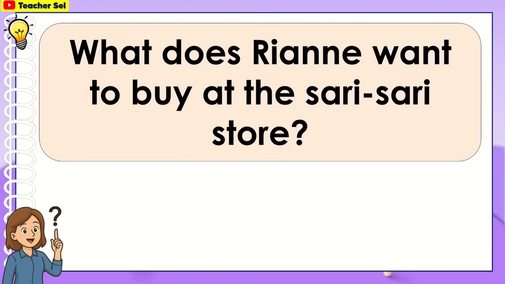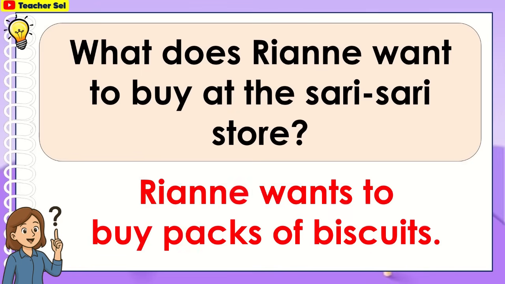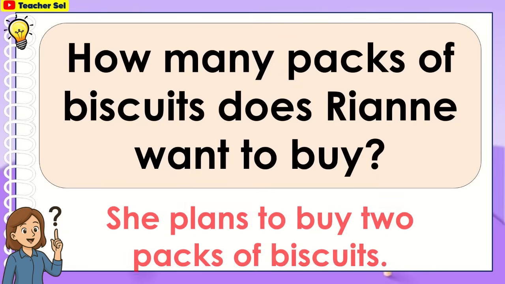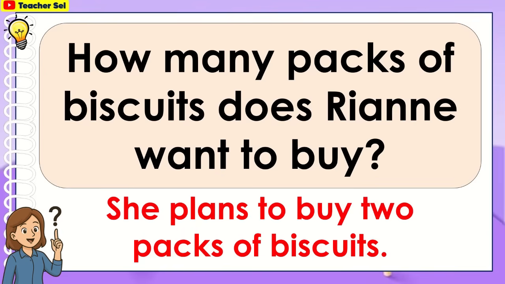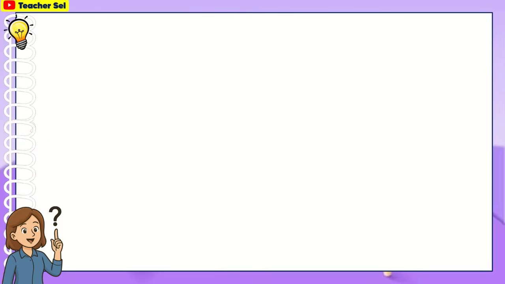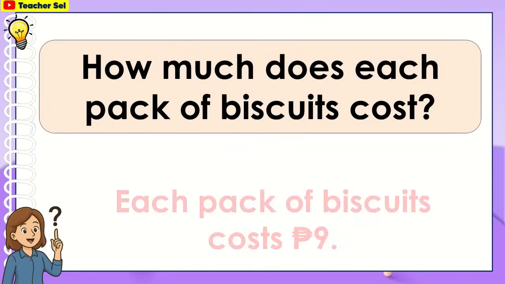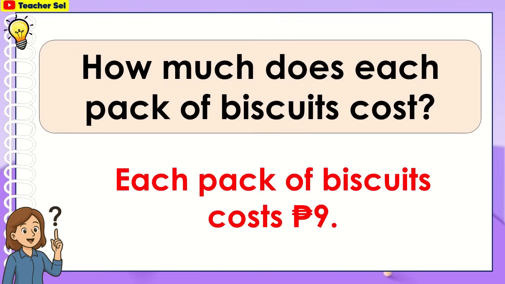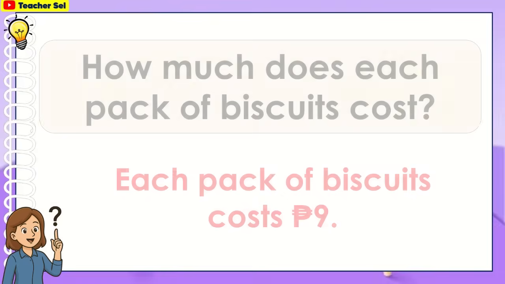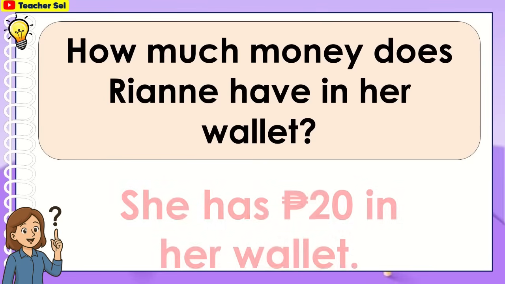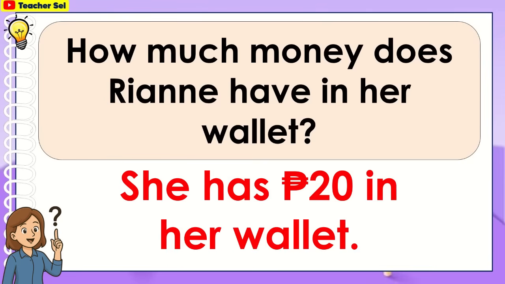What does Rian want to buy at the sari-sari store? Rian wants to buy packs of biscuits. How many packs of biscuits does Rian want to buy? She plans to buy 2 packs of biscuits. How much does each pack of biscuits cost? Each pack of biscuits costs 9 pesos. How much money does Rian have in her wallet? She has 20 pesos in her wallet.